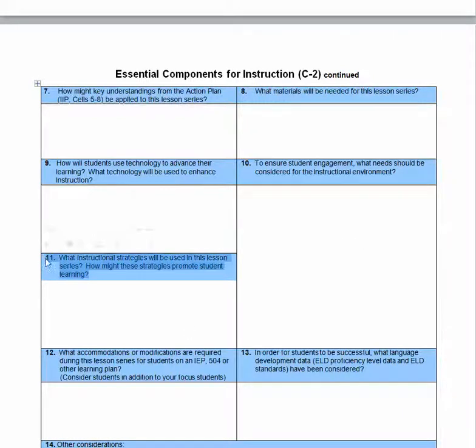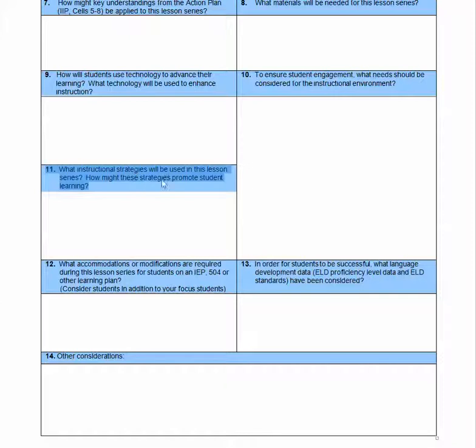Generally, number 11 comes back with a lot of questions. What are some instructional strategies that will be used in this lesson series? How might these strategies promote student learning? So what are some of the tools? What are some of the teaching strategies that you're going to use to get your students to where they need to go in the understanding of the concept, skills, or topics for this unit? If you know you're going to be doing some group work or response work, you might have them act things out or do different types of role play. It depends on what you're envisioning for the unit. And again, you can come back and change this as you develop your lessons.